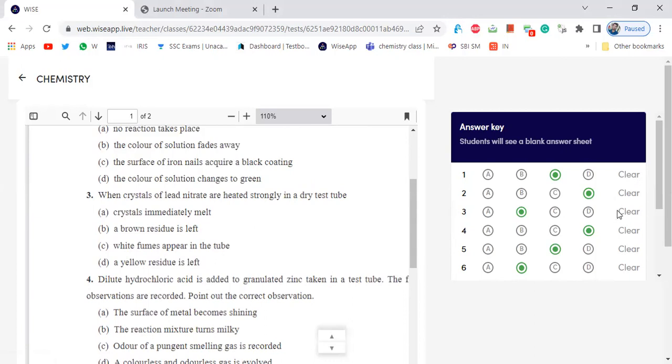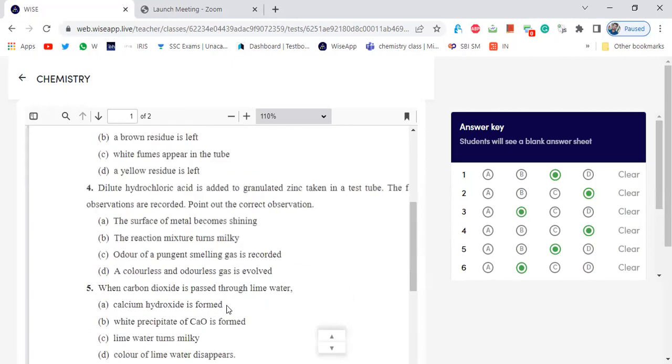We don't have an option for changing. Okay, so this answer is D only, obviously. Lead oxide will be left as a precipitate in the test tube, so it is yellow in color. Yes, sir. Yeah. Next one.